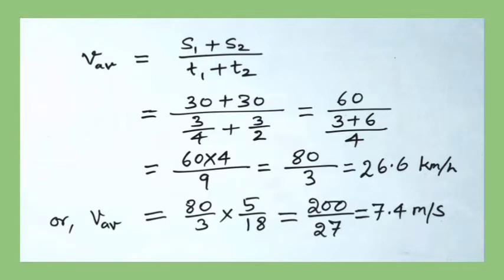Substituting the values and solving it, the average speed V average comes out equal to 80 by 3 km per hour, that is 26.6 km per hour. We can change the unit to meters per second by multiplying the obtained value by 5 by 18, which comes out equal to 200 by 27, that is 7.4 meter per second.